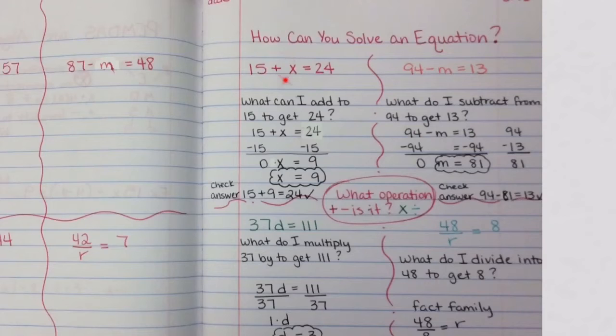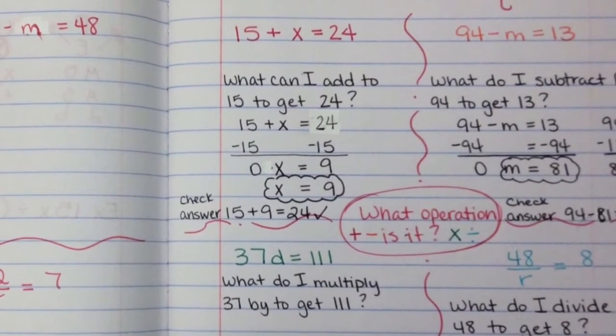So you're going to look at x, and you're trying to figure out what you're adding to 15 to get 24. So we can think about our fact families, think about inverse operations, the opposite operation. If you're going to add that number to 15 and get 24, we can subtract 15 and get what we're adding. We're going to work backwards.